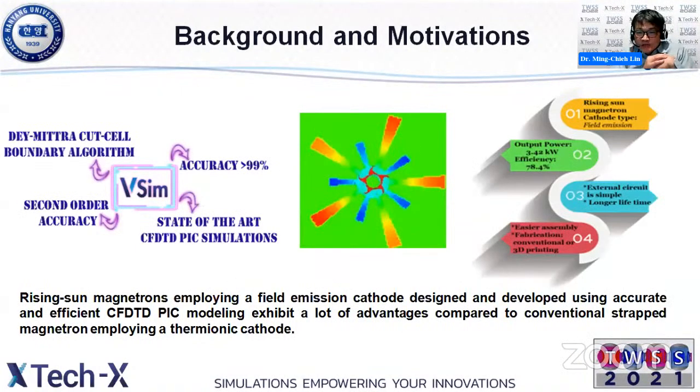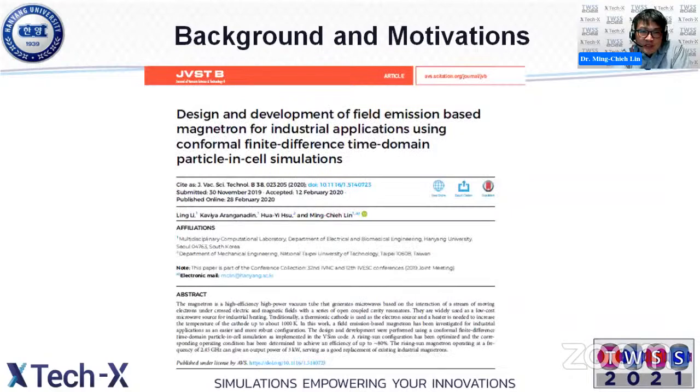Last year, I also gave a talk on Magnetron. We tried to optimize the field emission-based rising sun Magnetron by using a 2D CFDTD code, and we successfully got a design for industrial application. We reached about 80% efficiency by using this optimization.